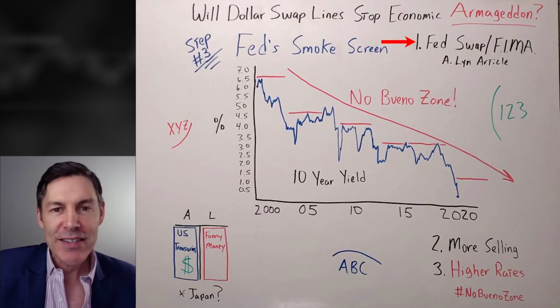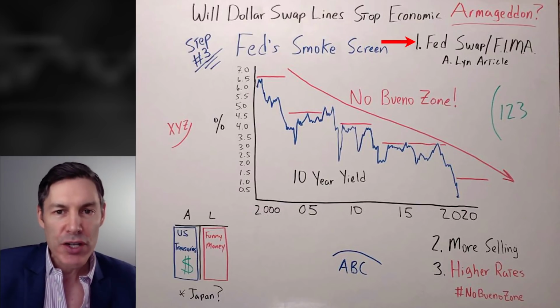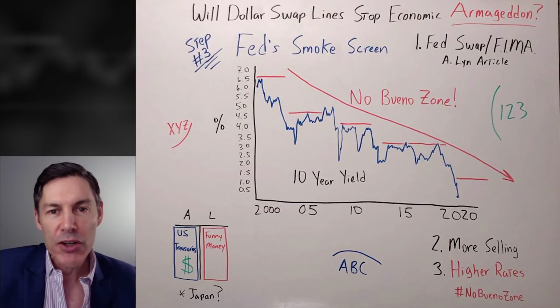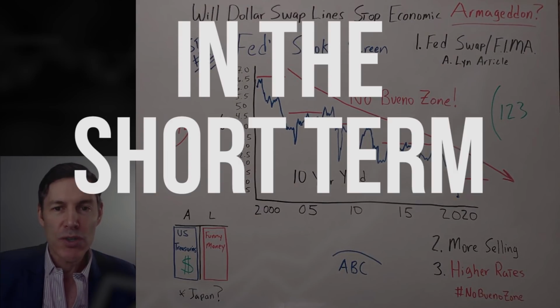So the Fed has to set up these dollar swap lines and FIMA repo programs to make sure these foreign countries don't sell their treasuries. Because if they sell their treasuries, the interest rates go up, potentially straight into the no bueno zone. So to answer the question, will the dollar swap lines stop economic Armageddon? I would say in the short term, yes.